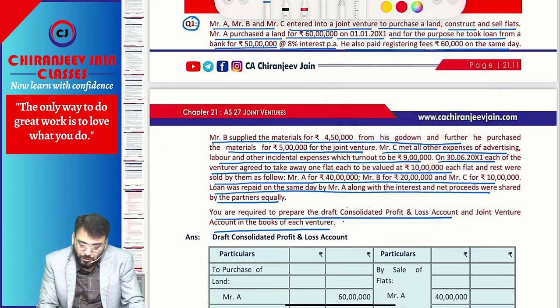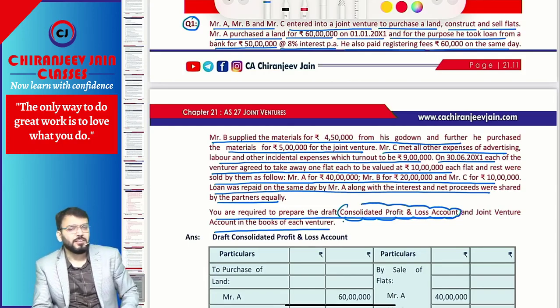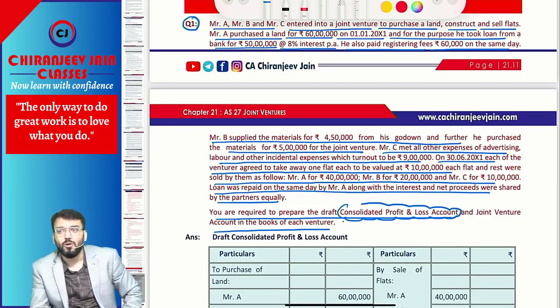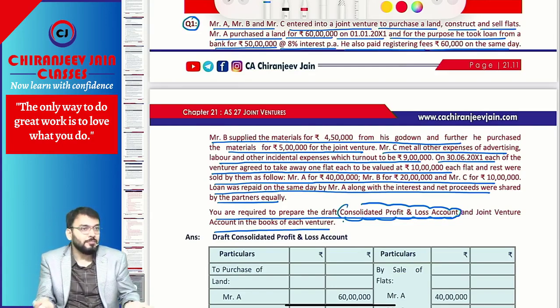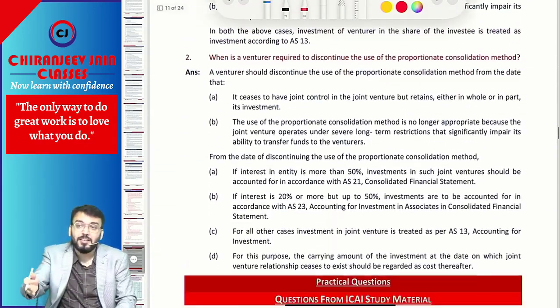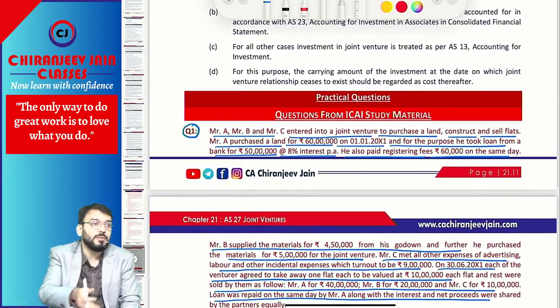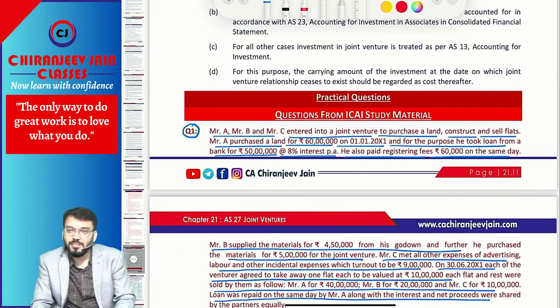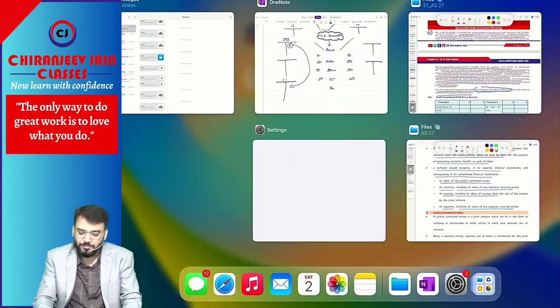Means they have asked you to prepare a consolidated PL account, but we will not prepare books of account of our joint venture, because this is a jointly controlled operation. But they have asked you to prepare it, though actually we don't prepare. They have said they do not maintain any books of account. So if you are not maintaining books of account, how can we prepare a trial balance, PL and balance sheet? But from the information given, we need to draw one consolidated PL account. Very easy.